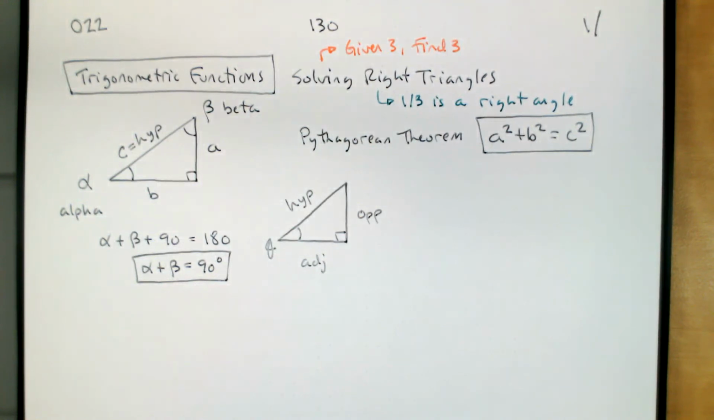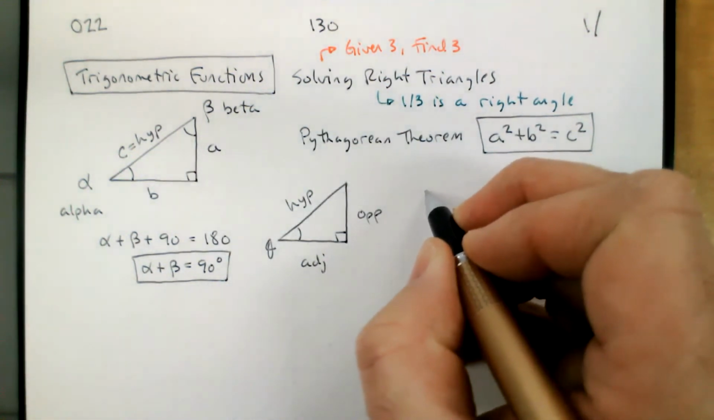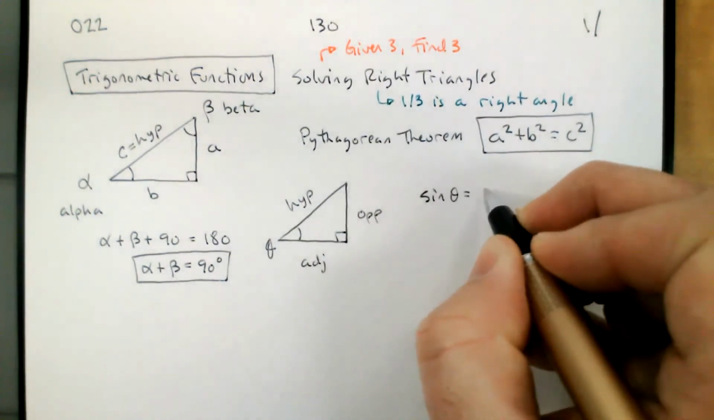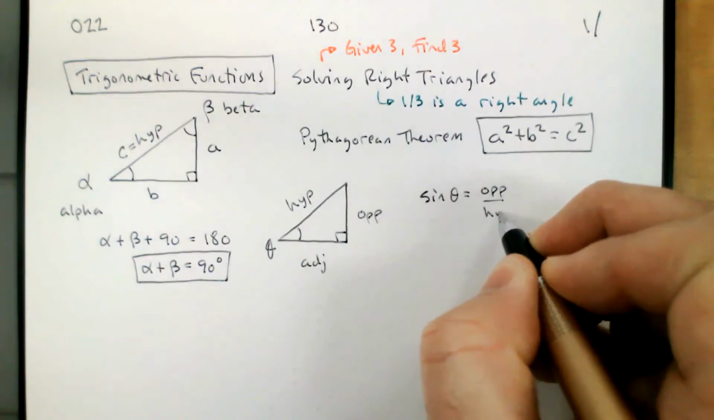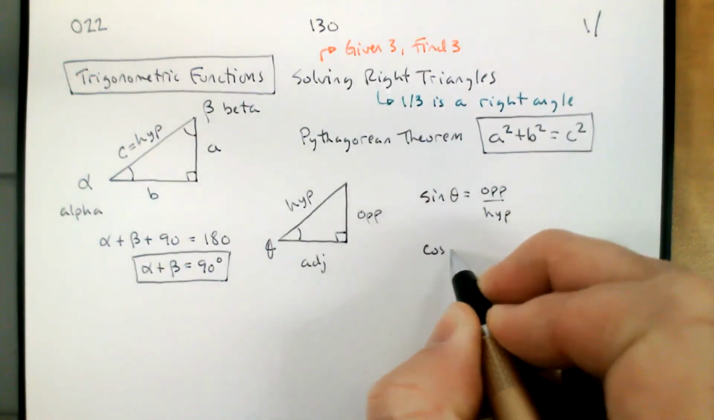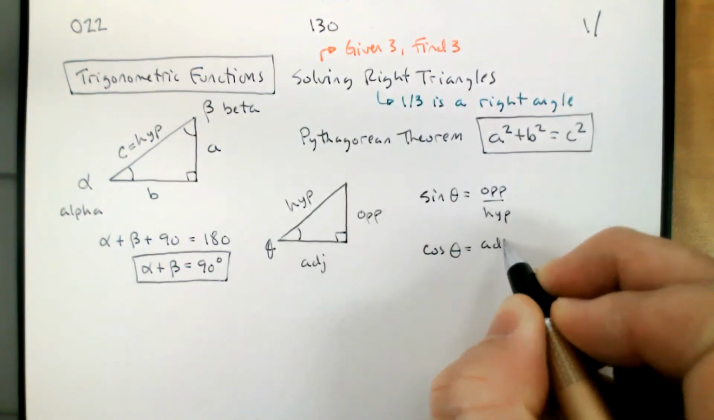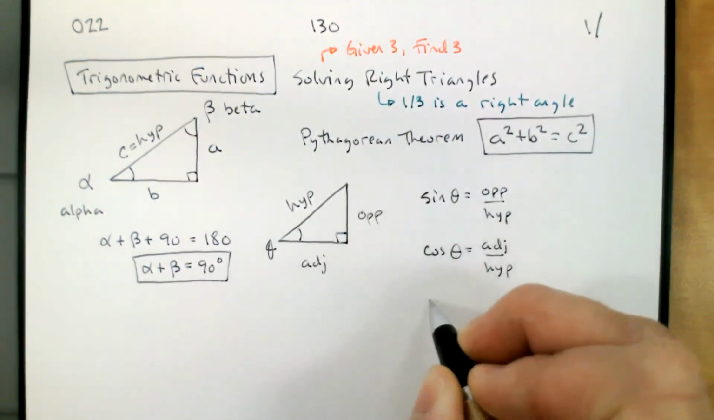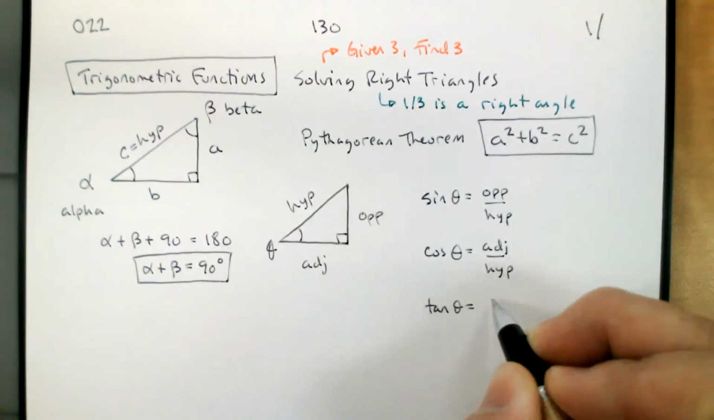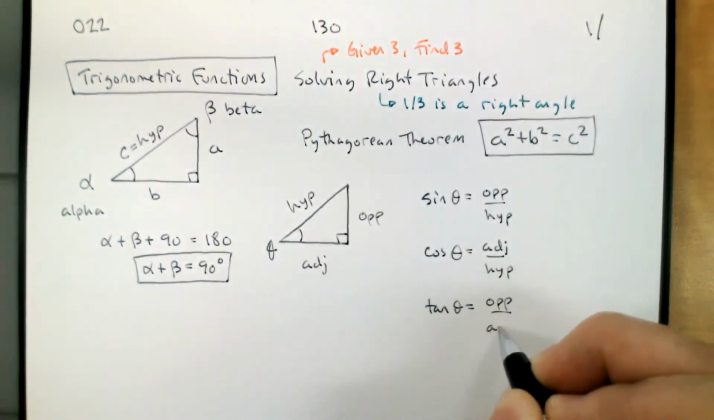So I want to name the legs of a triangle relative to an angle. So once we decide on an angle, I'll call it theta, we can decide what's the side opposite theta and the side adjacent to theta. The hypotenuse is always in the same place, opposite the right angle. But this gives us our trig functions. Sine of theta is opposite over hypotenuse. Cosine of theta is adjacent over hypotenuse. And tangent of theta is opposite over adjacent.